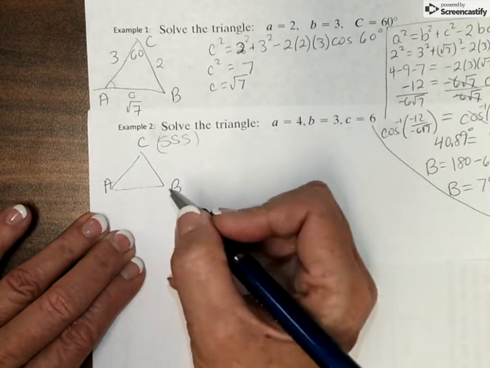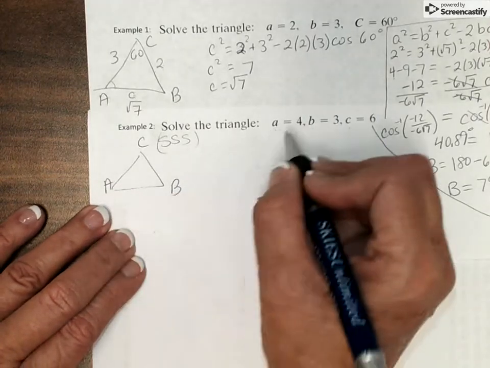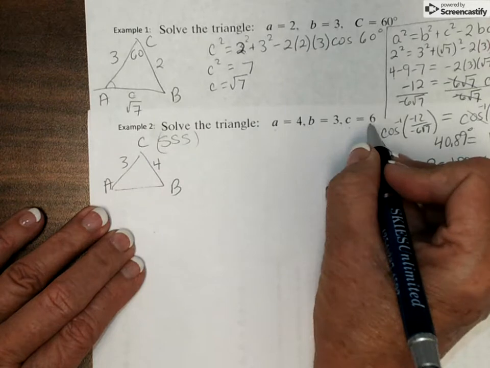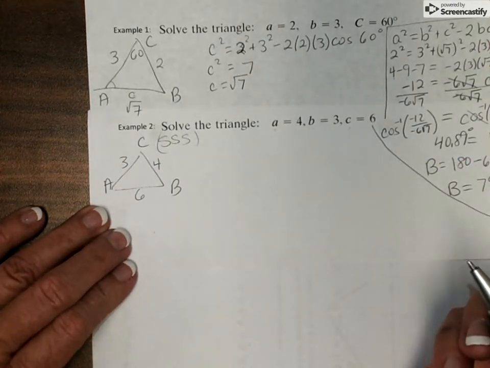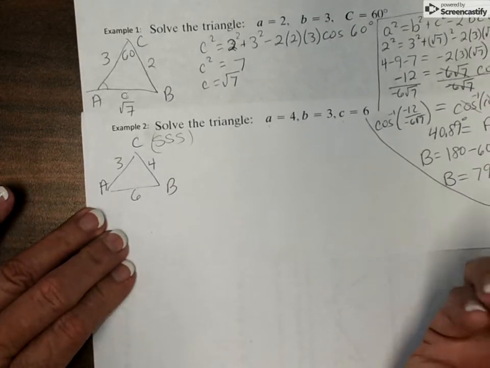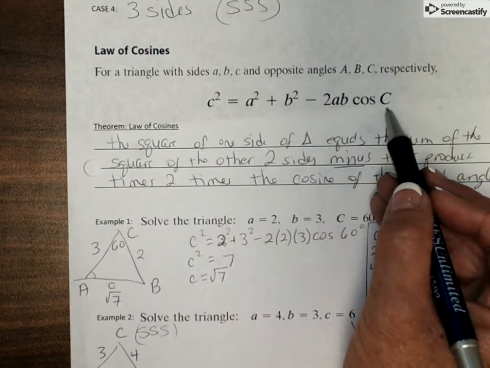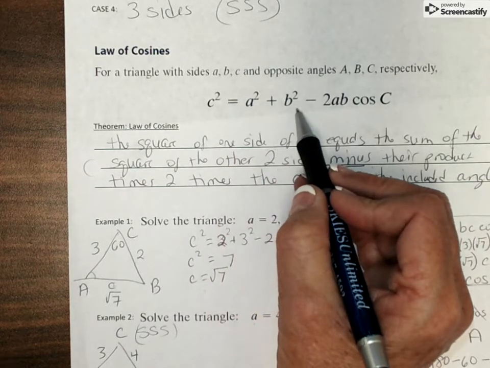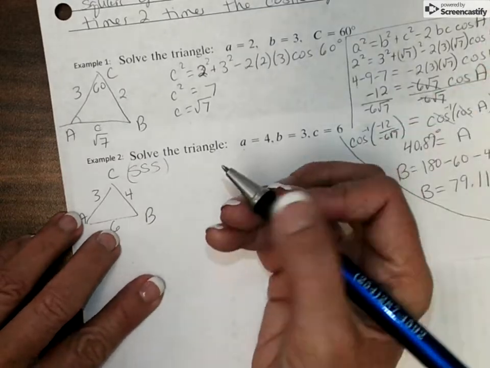It doesn't matter which ones you call which angles, but across from angle A, that's 4. Across from angle B is 3, and across from angle C is 6. Okay, so that's what we've got. We now need to try and solve for an angle. And let's go ahead and use our law of cosines the way it's written. I have side C, side A, side B. So let's try and find angle C to start with.